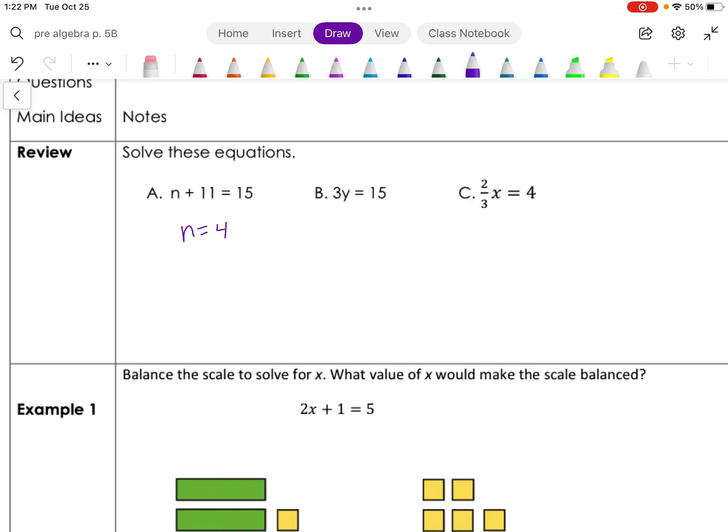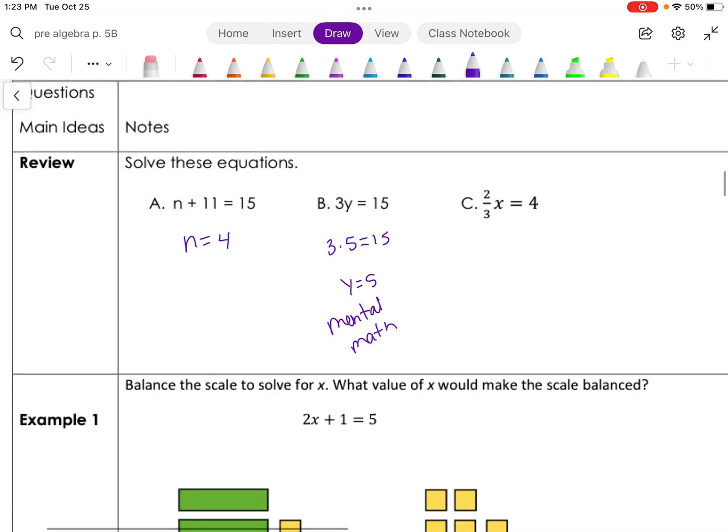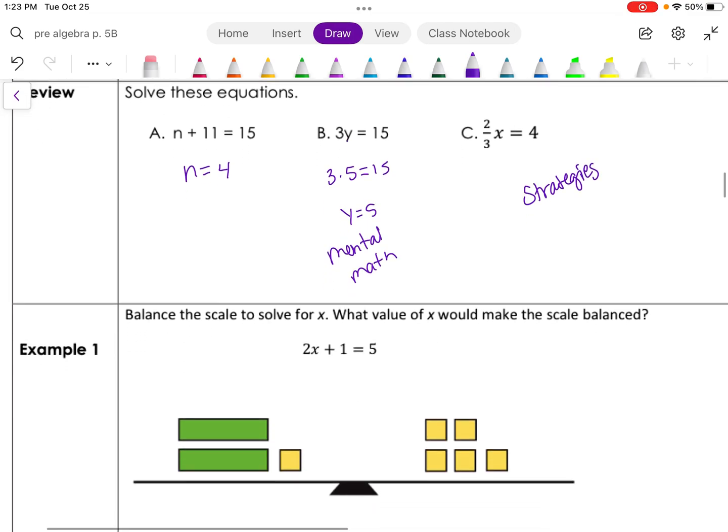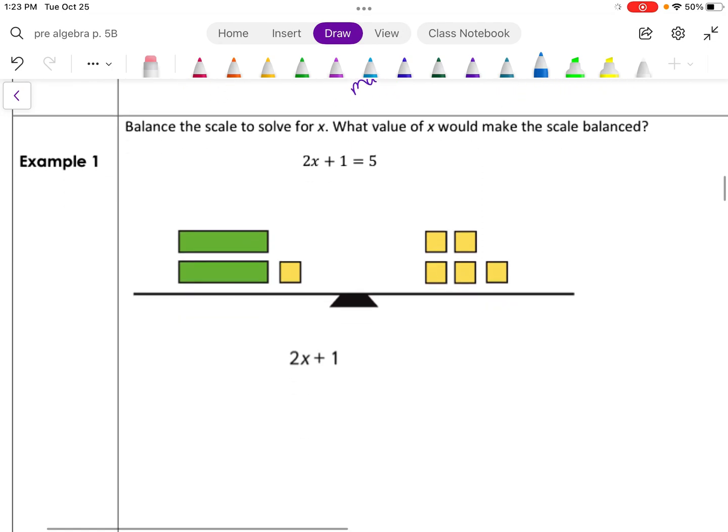So for example, B, 3 times y equals 15. Well, I know that 3 times 5 is 15, so y must be 5. That one I could do in my head. That was my mental math. But C, 2/3 of x equals 4. Well, maybe you don't know 2/3 of what number would be 4 off the top of your head. And that's the type of problem that we need strategies for. So when we're looking at our algebra tiles, we're really thinking about what strategies can we use to solve these, as opposed to just using mental math to solve them.